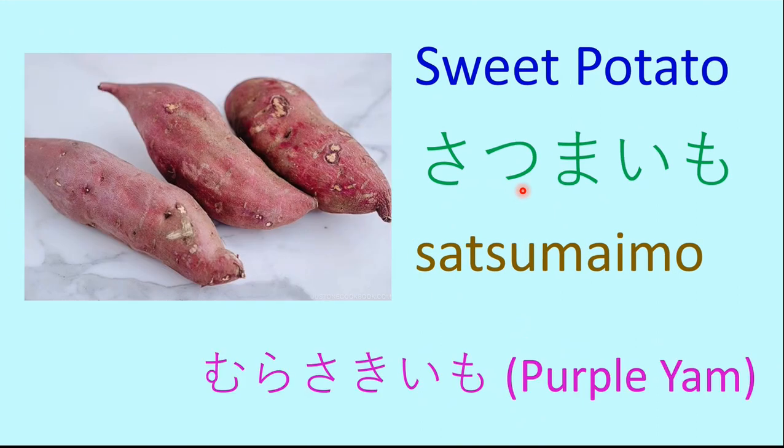And then we have sweet potatoes, or it's called satsuma imo. Satsuma imo. Again, this is a kind of imo, although it's a sweet potato, but it's again of the same yam family. So it's satsuma imo. And also it is called purple yam, which is murasaki imo. Murasaki is purple color and imo is yam. Purple yam or murasaki imo.